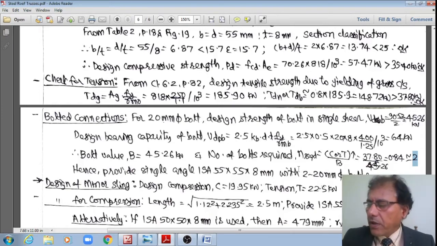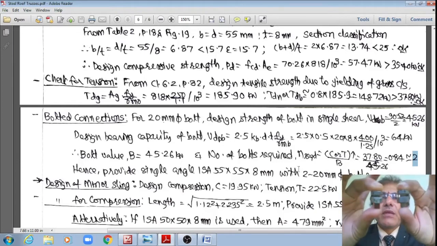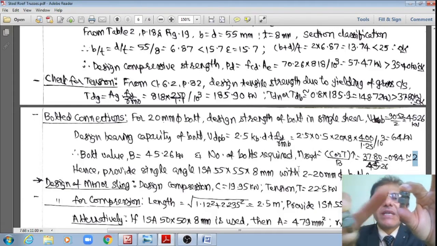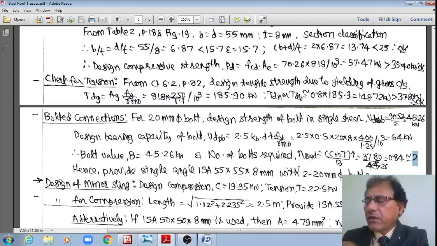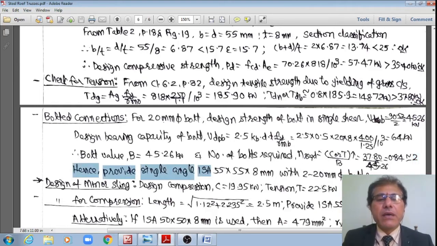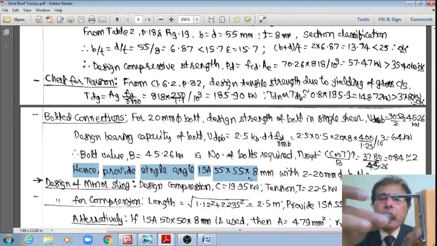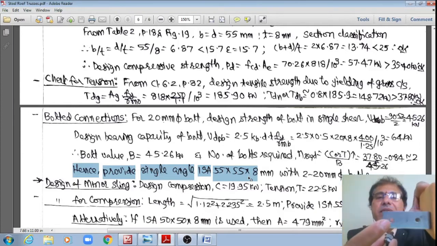Therefore, at least if I provide two bolts, then that will be presumed to be fixed. If I tighten those nuts at regular intervals, like this, then only it is presumed to be fixed. Otherwise, it is hinged. Hence, provide single angle ISA 55 by 55 by 8 mm with 220 mm dia bolts at a pitch of 58 and an edge distance of 33 mm as shown in this figure.